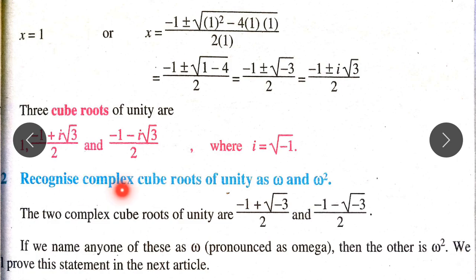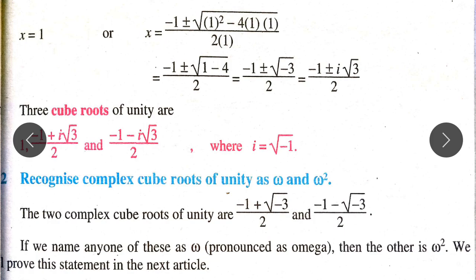What is done here? As this is a lengthy root, it takes time to state this root, that is minus 1 plus root 3 iota divided by 2. So for convenience, it is given a name, omega and omega square. So these are the complex cube roots of unity. You can write this with iota, or you can write this as root minus 3, that is fine. So if we name any of these as omega, the other is omega square. One can be named omega and the other omega square.